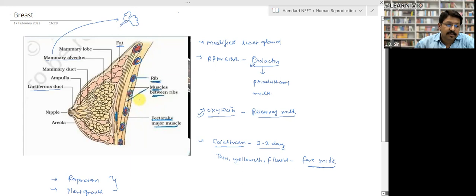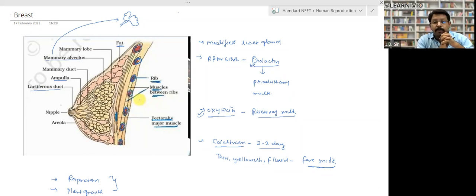And then there are the mammary ducts. The ducts arising from the mammary alveolus are called mammary ducts. These mammary ducts merge with each other and make a bigger pipe-like structure. This is called ampulla. And these ampullae meet at a point called the lactiferous duct. After that, the lactiferous duct opens at the nipple. Formation of milk and activation of the mammary gland takes place only after the birth of the child.